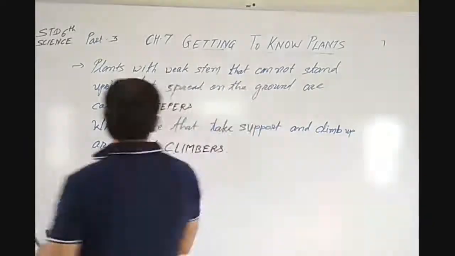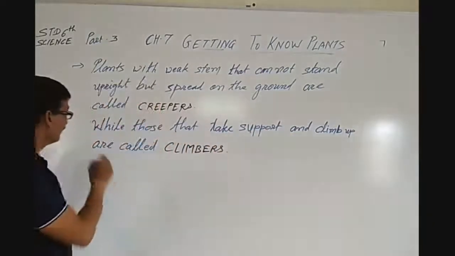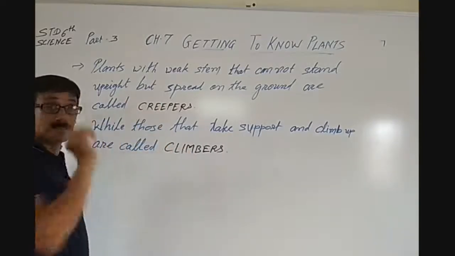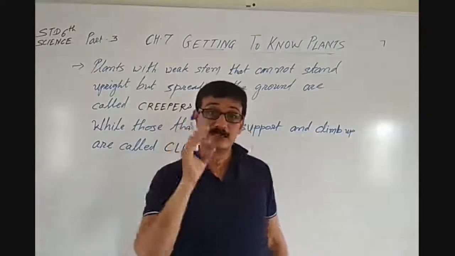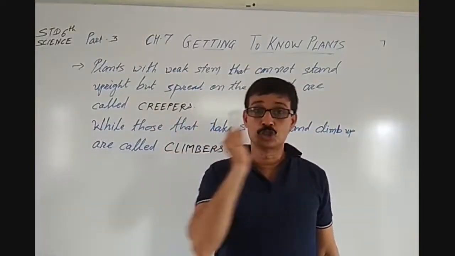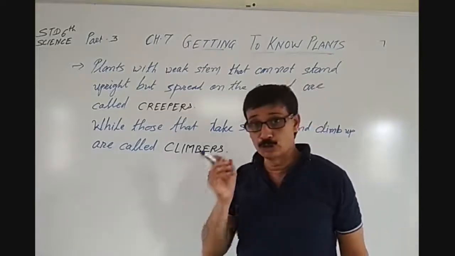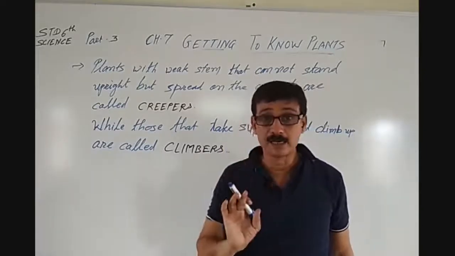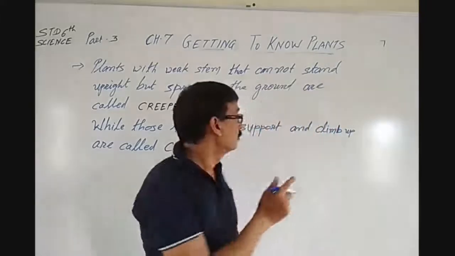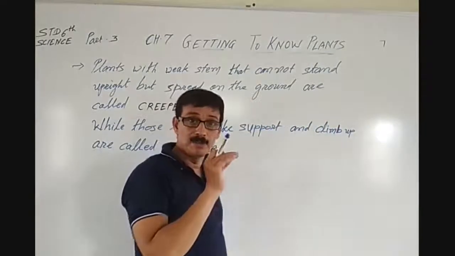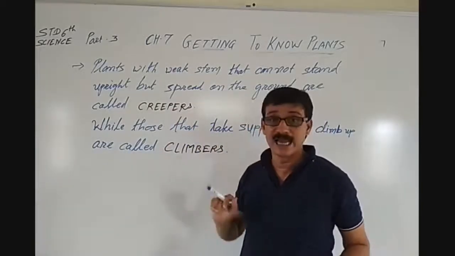While those that take support and climb up are called climbers. Now some more plants are also there. Their stems are not strong. The stem of these climbers also used to be very weak. But those that take support and climb up are called climbers.